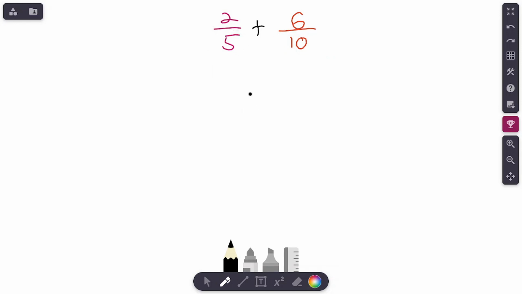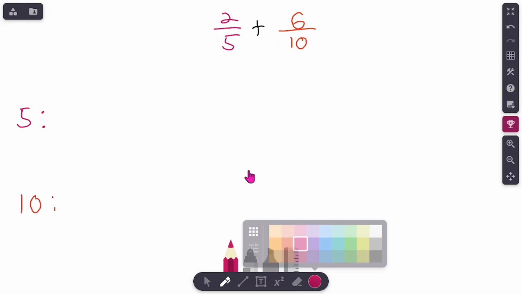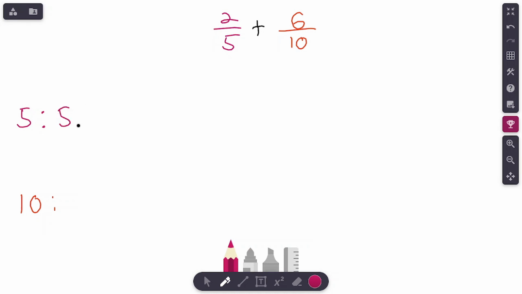Let's do this. First step, now that we've kind of figured that out, list out the two denominators. Okay, list out the denominators. So we have 5 and we have 10. Now let's list out the multiples starting with 5. 5, 10, 15, 20. Again, I usually list out the first 4 and go from there. 10, 20, 30, 40. There we go.